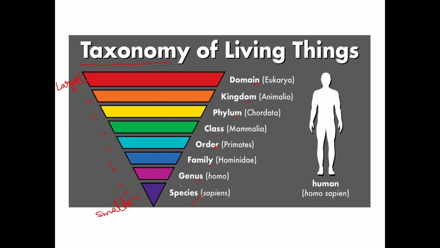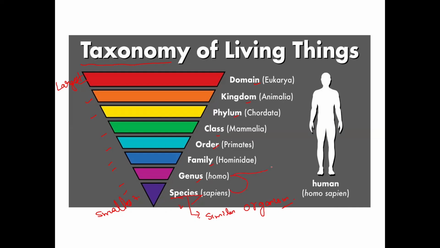So let's understand what a species is. We know already, a species is a group of similar organisms able to interbreed and produce fertile offspring. So a group of similar individuals is called a species. A group of similar species is called a genus.